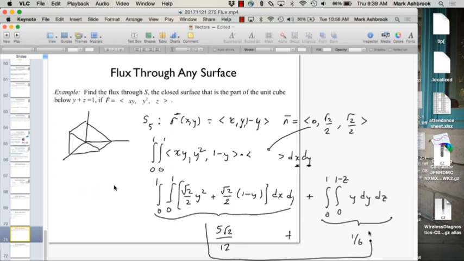So we started this in lecture a week ago Tuesday, and we finished it in recitation, and we wanted to find the flux through S, which is the closed surface. I should have said that is the boundary of the part of the unit cube below y plus z equals 1. It was this like wedge, right? So the surface was this closed surface that had 5 pieces, right? 5 different planar sides. And we want to find the surface integral.